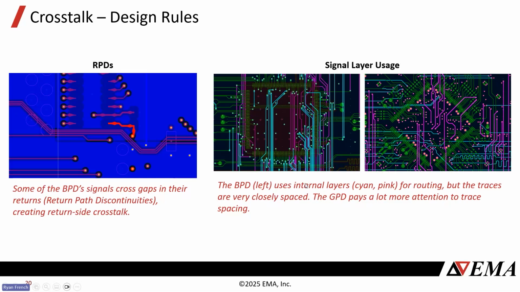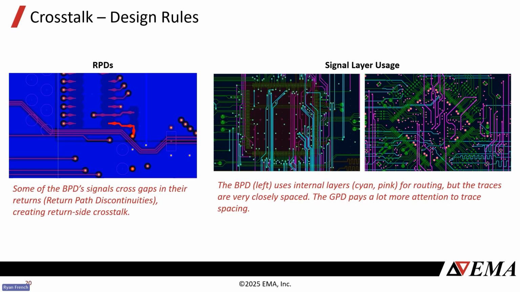Also, how I used my signal layers. I didn't give a lot of thought in the bad design. I went to these internal layers, cyan and pink here, and I just routed my signals. And they're all very tightly spaced. Not a lot of thought was put in there. Whereas on the good design, you can see when I go down to inner layers, I immediately try to get these as far away from each other as possible when I'm routing outside the microcontroller.